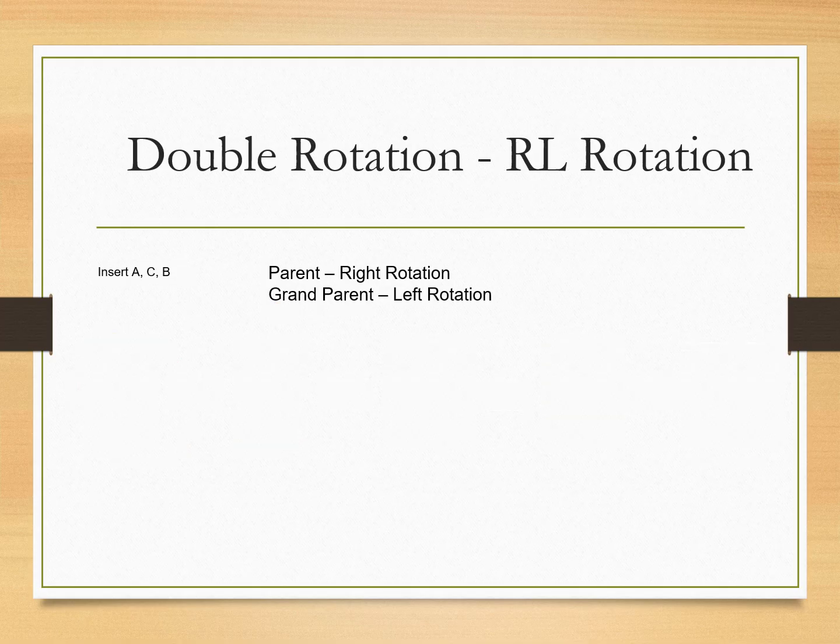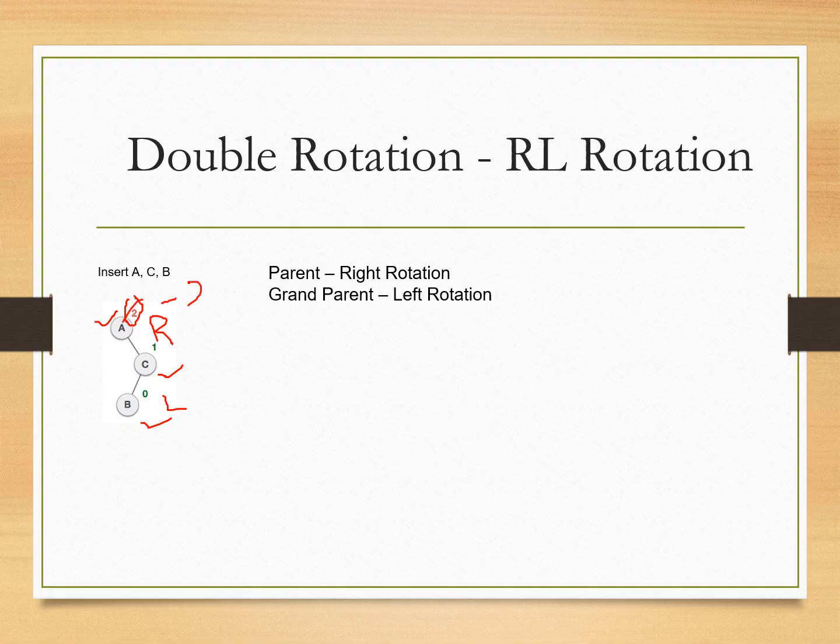Coming to RL rotation, which is another type of double rotation. Here I have to insert ACB. So A will be the root. Since C is greater than A, to the right of A. B is lesser than C, so to the left of C. Now I have inserted into the right as well as left. And check for the balancing factor. It is 2 here because on the left hand side there is nothing, 0. And on the right hand side you have 2. So 0 minus 2 is -2.